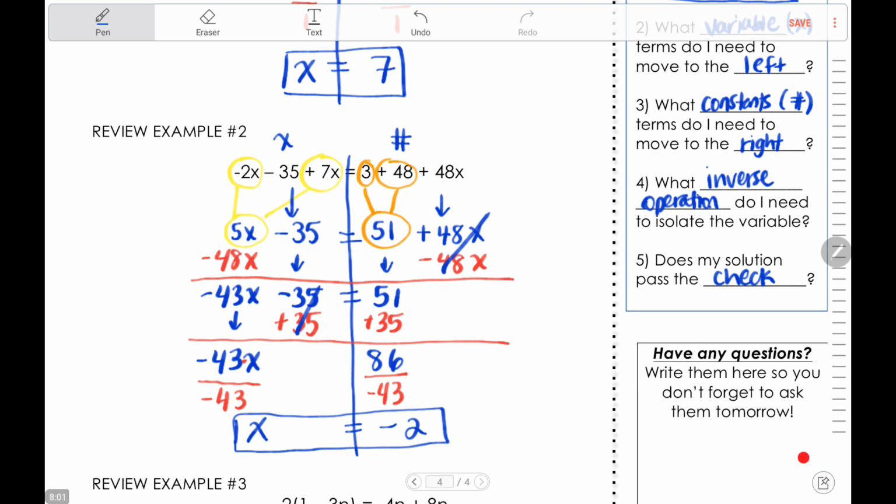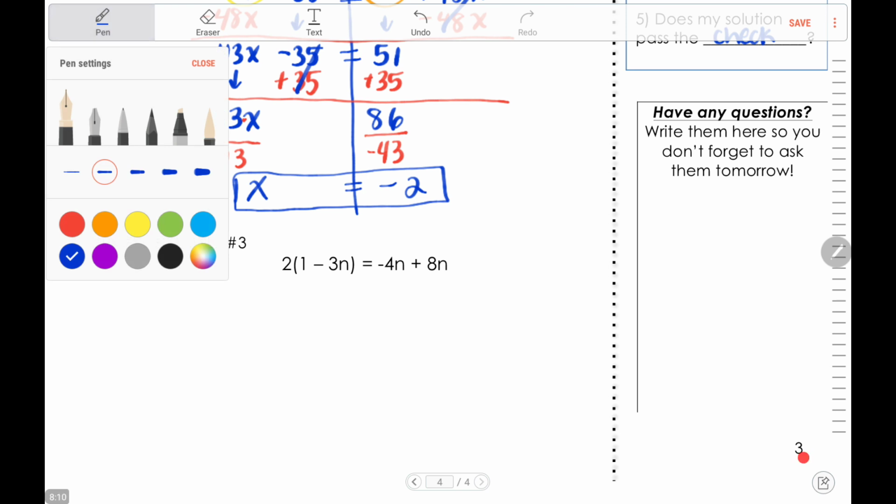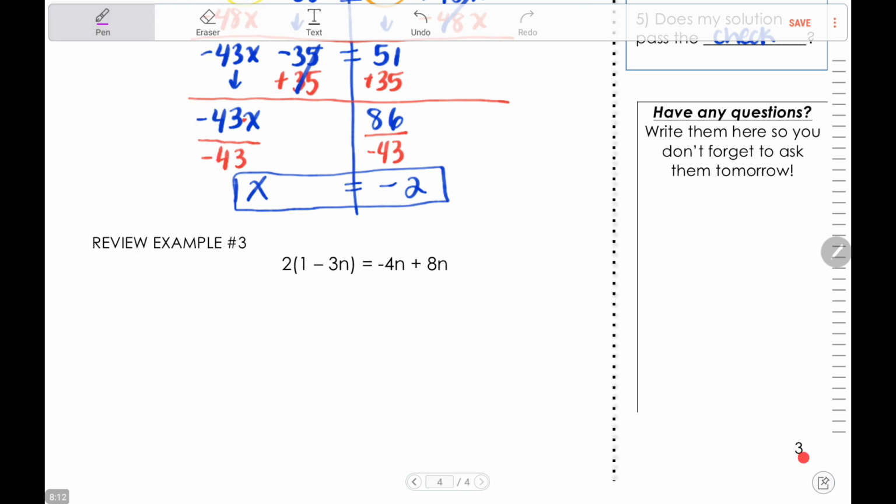And the last example is one with distribution. So again, our first question is, can I simplify? Well, in this case, I really can, okay? Because I can simplify by distributing. So I'm distributing the 2 to the 1, and I'm distributing the 2 to the negative 3n. So let's go ahead and do that now.